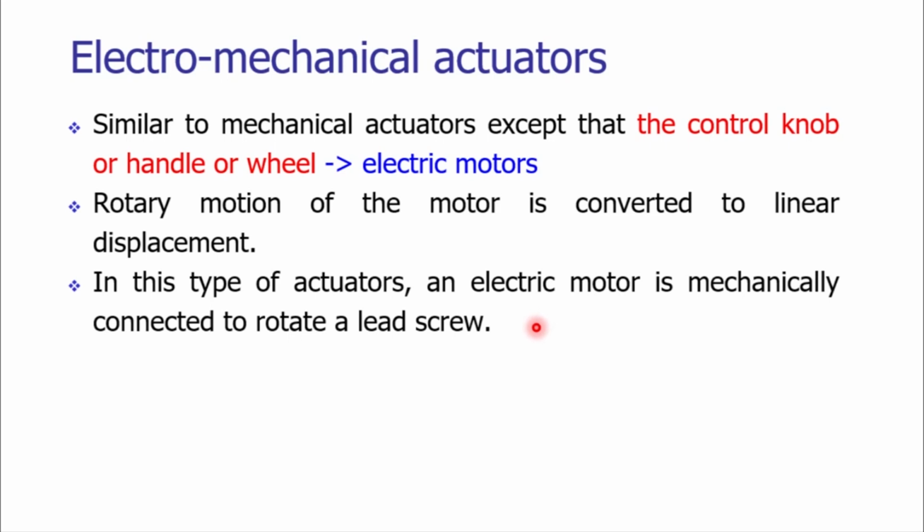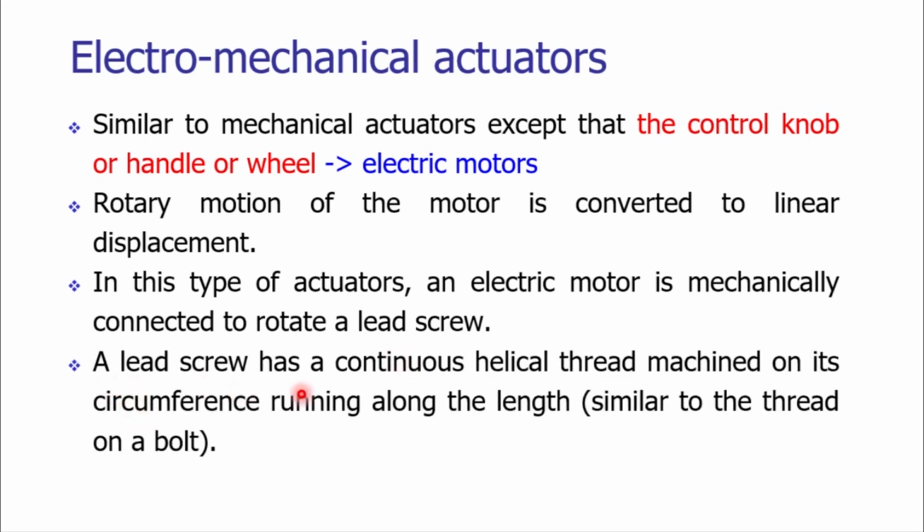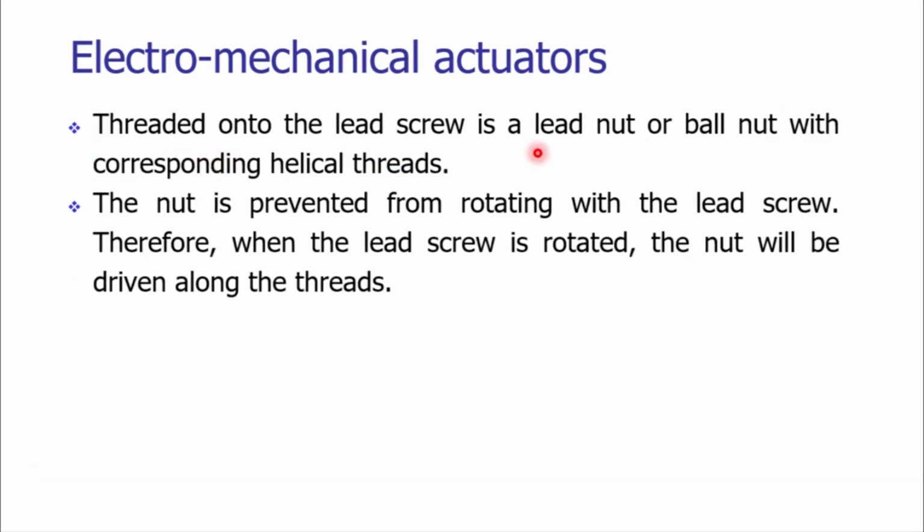So the translatory motion of the nut can be utilized for our application, say the translation of the work table or the stage. The lead screw has a continuous helical thread which is machined on its circumference, and it is running along the length, which is very similar to a thread on a bolt. So either we may have a sliding contact of the nut with the screw, or we may have the rolling contact. A nut or a ball nut is threaded onto the lead screw.